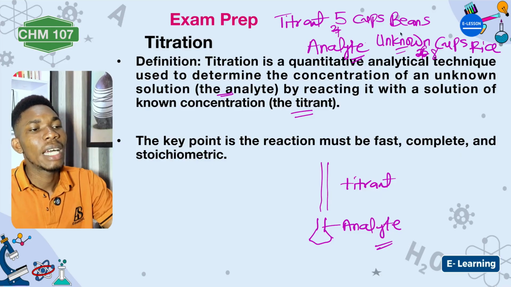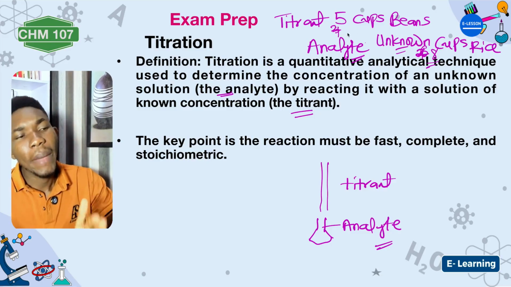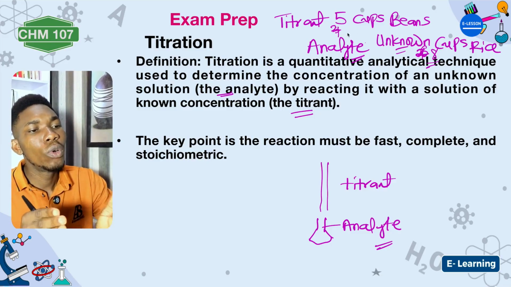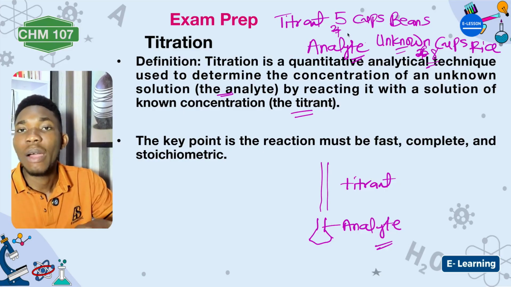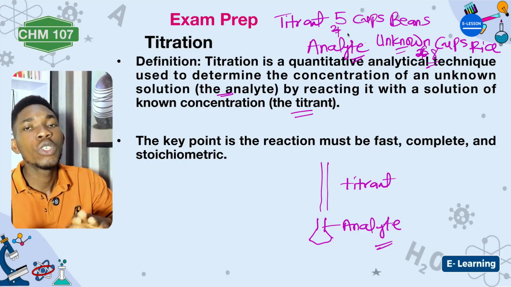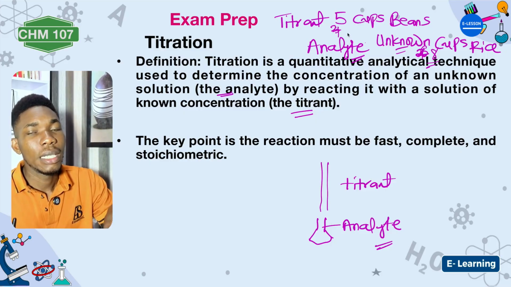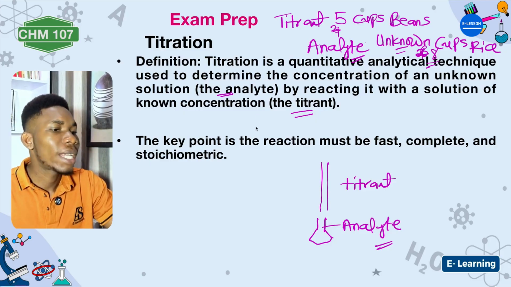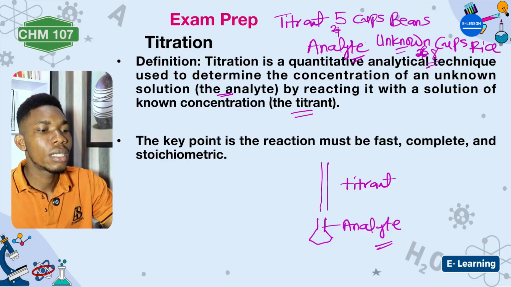That automatically tells you that what we have here initially were what? 8 cups of rice. So by using the beans to now compare, you should be able to know how much of the unknown is present. Is that okay? So that is what titration is all about. You are comparing two things.